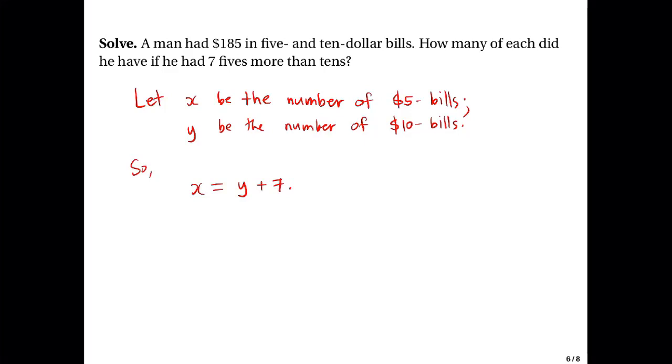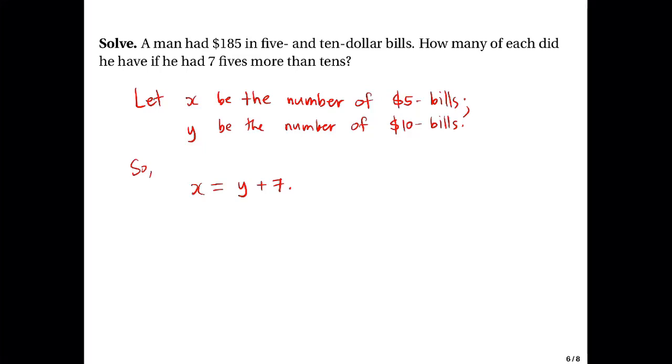So again, he had 7 fives more than tens. So the number of $5 bills is more than the number of $10 bills. So y, that's the number of $10 bills, you add 7 to the number of bills there. That will be your $5 bills.